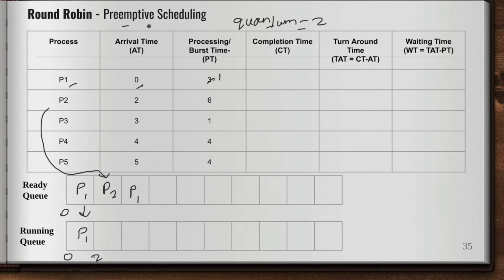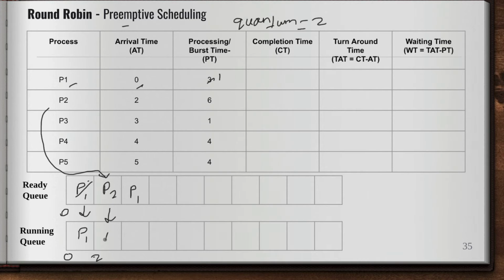We want preemptive. That's why we'll execute only for 2 units and put that in the queue. So we'll give chance to P2 or other processes to be executed. So in this case, we put P1 over there. Okay, so this one is done. Now, what is next? We have P2, so we bring that in.